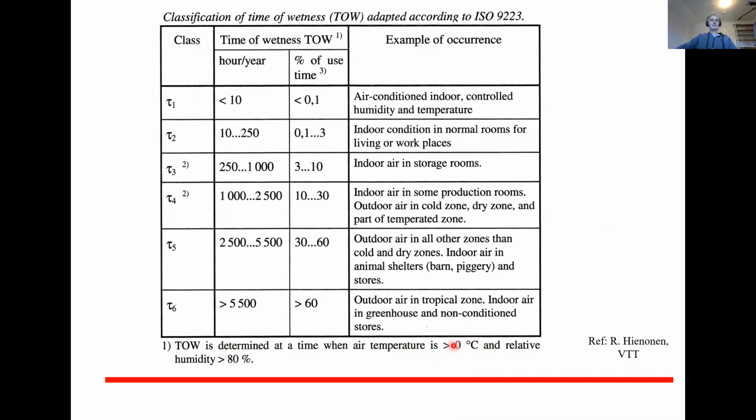So temperature above zero and relative humidity above 80%, and it is considered that if the conditions are like this, then moisture intake and corrosion can have an effect on the reliability. And now this is the fraction of the use time, how often these kinds of conditions could be met. So for tau 1, meaning that we have some kind of indoor controlled humidity and temperature environment.